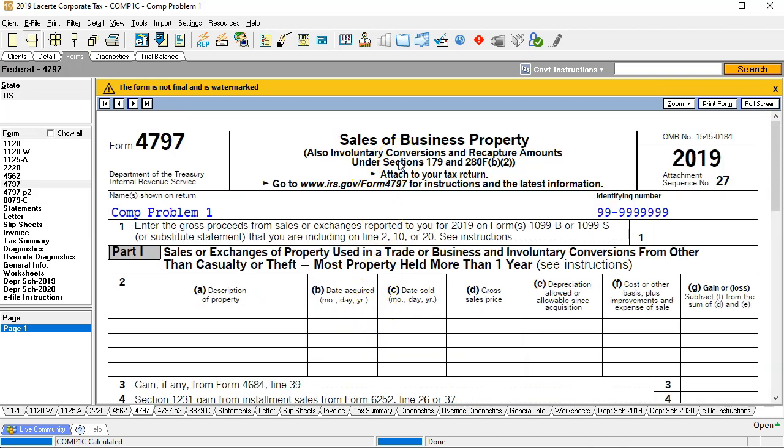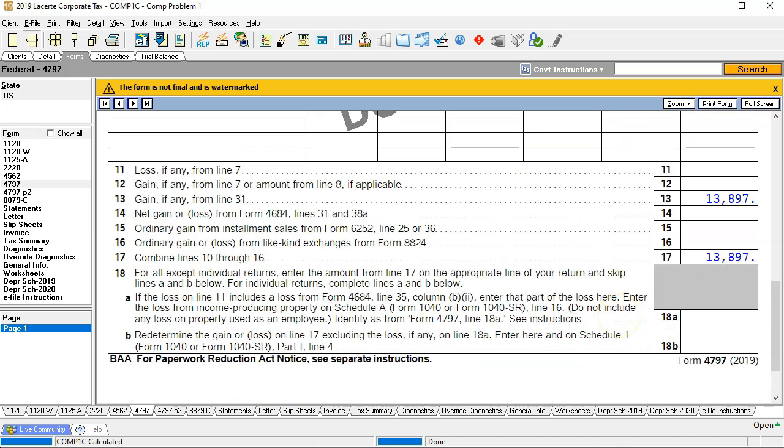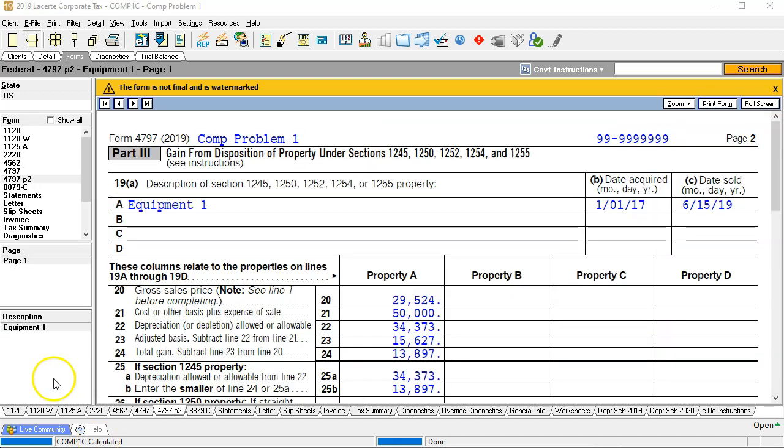Also note that you could check out the 4797 sale of business property. So the sale of business property, 4797, where we have the 13,897. That's going to be the tax gain, you'll recall. Page 2 then will give you the detail, and note we didn't have the 179 information here, so there was no prior 179 or special depreciation.